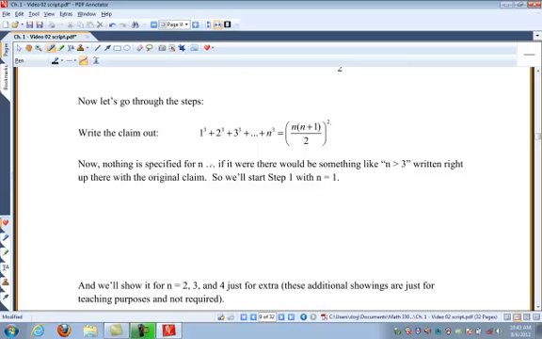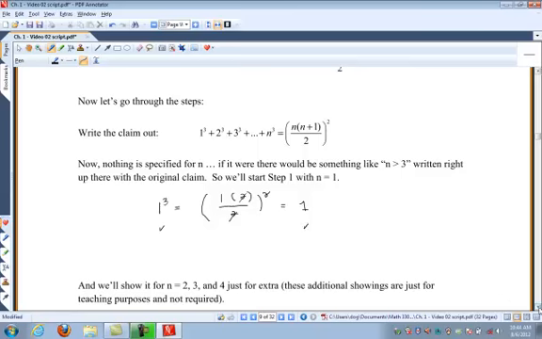Now, nothing here is specified for n, so we want to start with n equals 1. If there were, it would be something like n greater than 3 or n greater than or equal to 4. It would be written right up there with the original claim in the sentence. So nothing was claimed, so we'll start with n equals 1. 1 cubed equals 1 times 2 divided by 2, squared. The 2's cancel. 1 squared is 1. That's right. Look, 1 cubed is 1 equals 1.